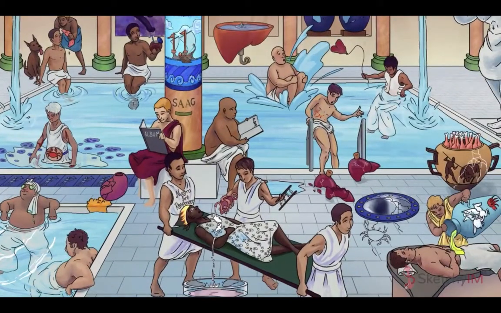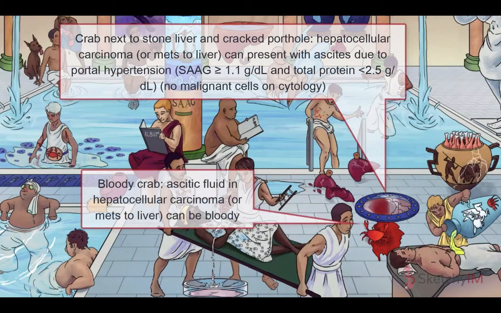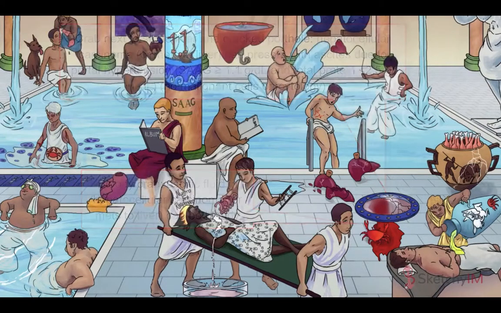Primary hepatocellular carcinoma, or secondary mets to the liver, for example, can cause portal hypertension with ascites. The ascitic fluid sample will be pretty standard for a portal hypertension etiology: high SAG, low protein, and an otherwise minimal amount of cells. You're most likely to have a negative cytology. No malignant cells detectable, in other words. The appearance of ascitic fluid in the setting of malignancy in the liver is often bloody, however.